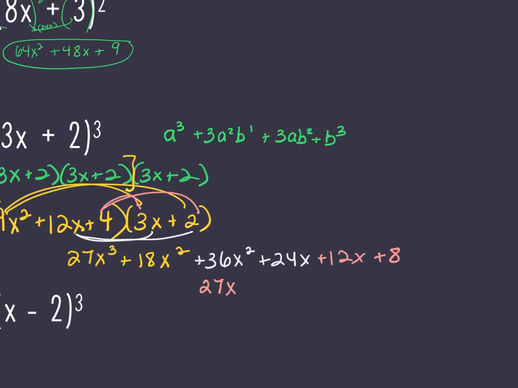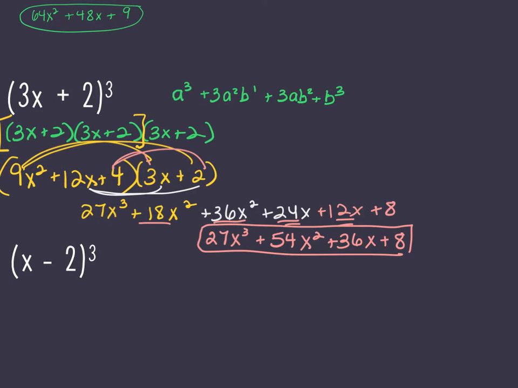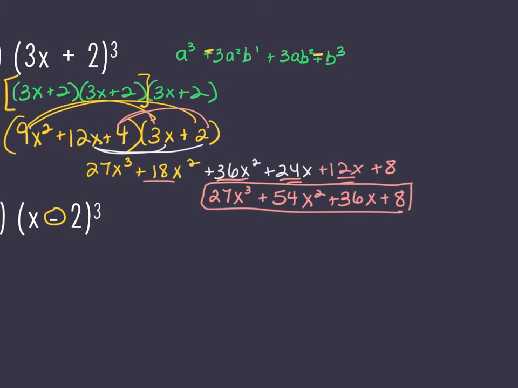So 27x to the third, these two combine, 18 plus 36, 54x squared. These two combine, 36x plus 8. I actually think that's easier than remembering the shortcut. If you know the shortcut, then you can use it. But the shortcut for minus, these change signs here, in between the first and second, and in between the third and fourth.